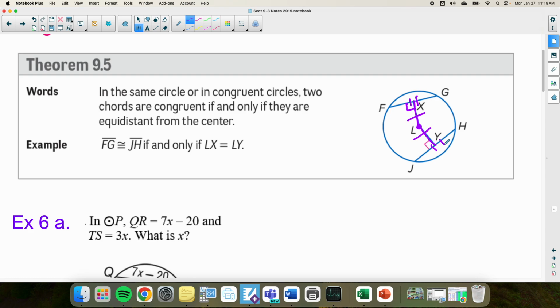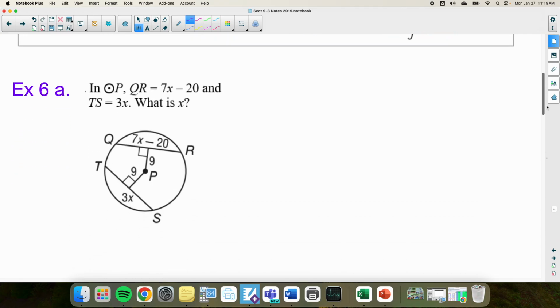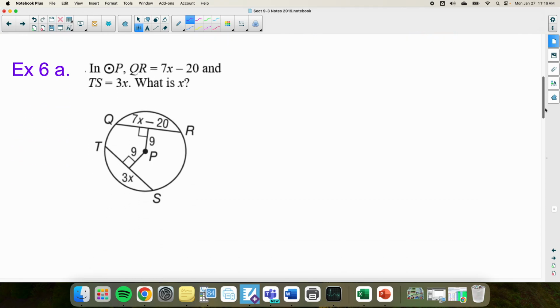So if the two chords are the same perpendicular distance from the center, the chords are going to be the same. And then it's an if and only if, which means it works both ways. So if the chords are equal, their distances from the center are going to be equal. Okay? So if we look at this first one, notice that the two distances from the center is 9. Okay? What that tells us then is these two chords are equal.